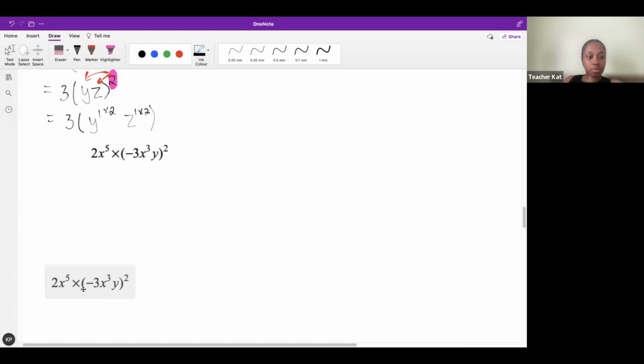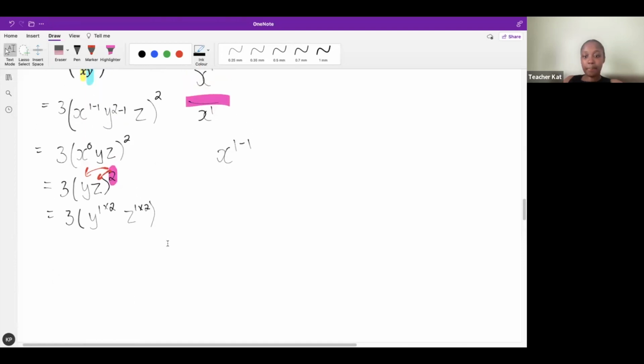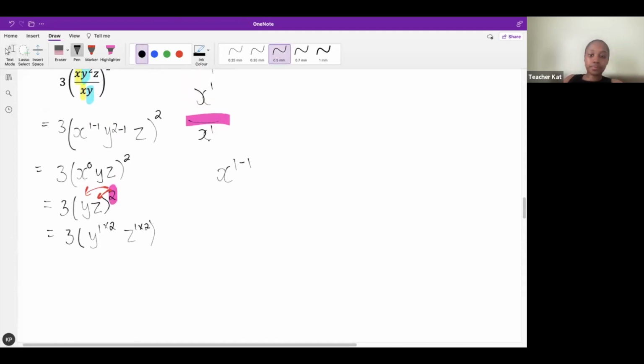Let me move this down to make some space for us. Now, I will then be left with 3 times y squared z squared. Now we just times the 3 that is in front. Everything is positive, so my answer will be a positive 3 y squared z squared.